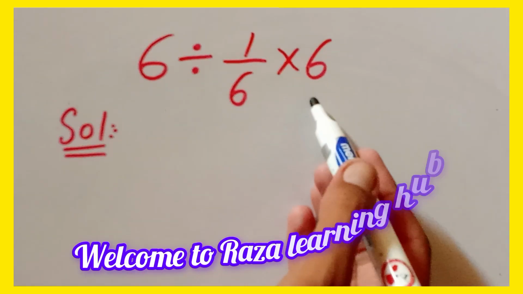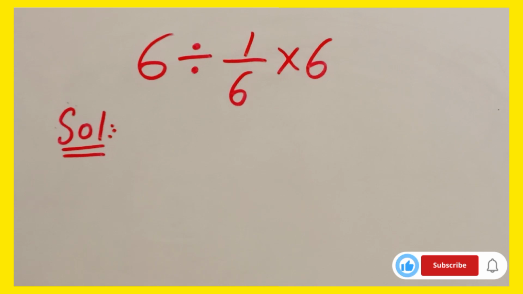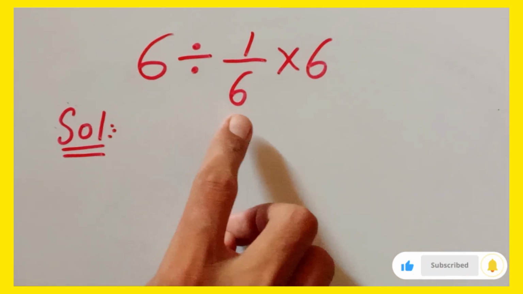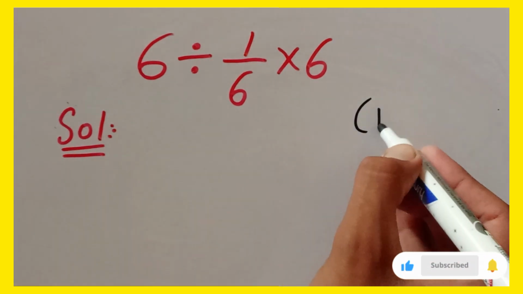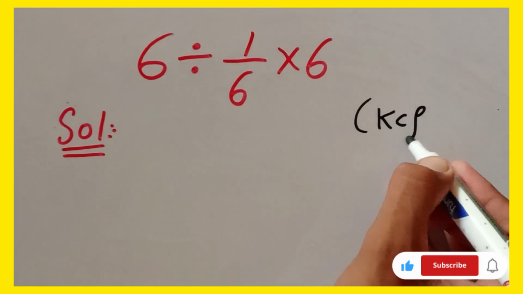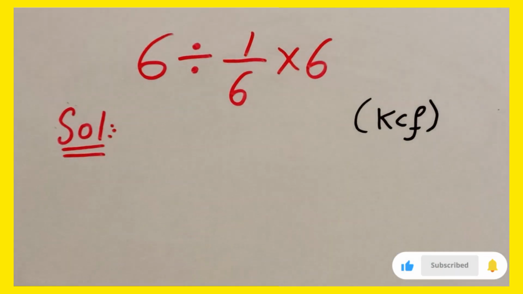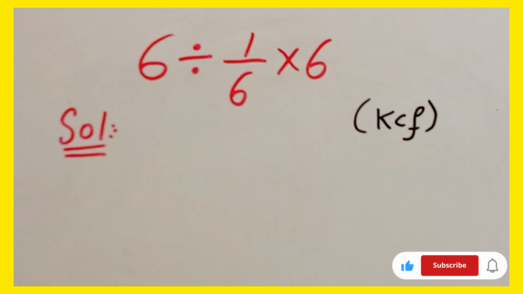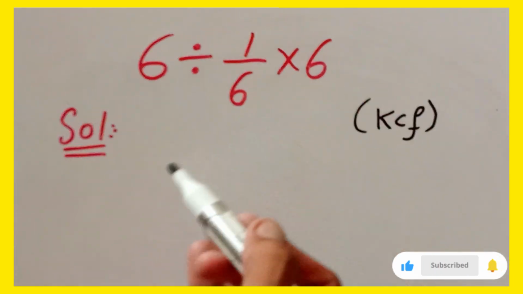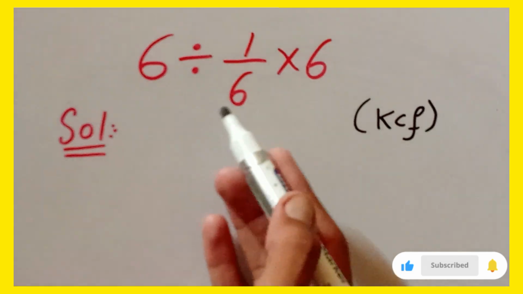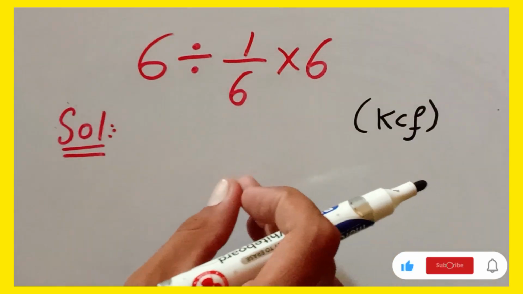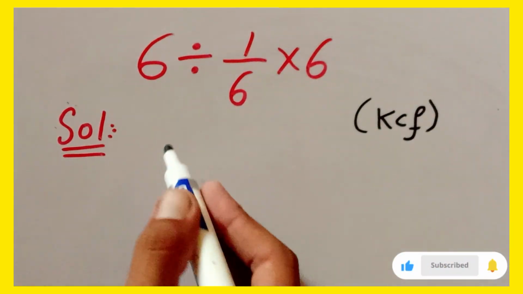In this video we will find the value of this expression, which is 6 divided by 1 divided by 6 times 6. So how can we find the value of this expression? Firstly, we should all know about the KCF rule, where K stands for keep, C stands for change and F stands for flip. We can solve this expression from left to right because division and multiplication have equal priority, and we have to go from left to right.